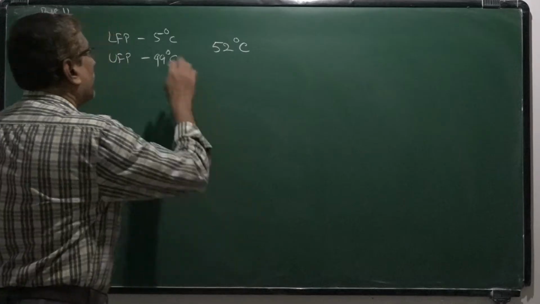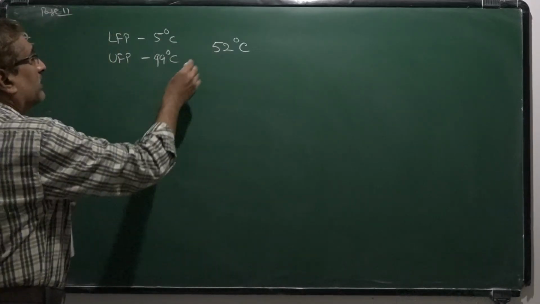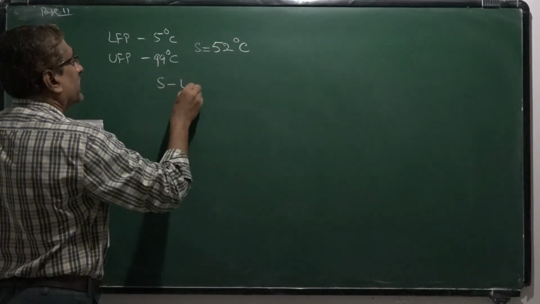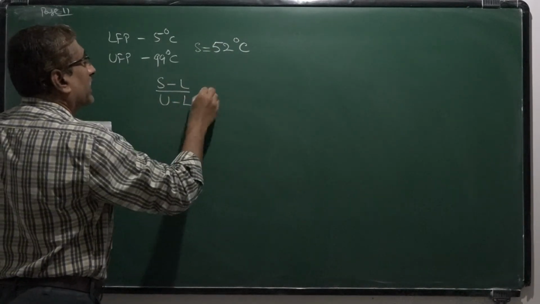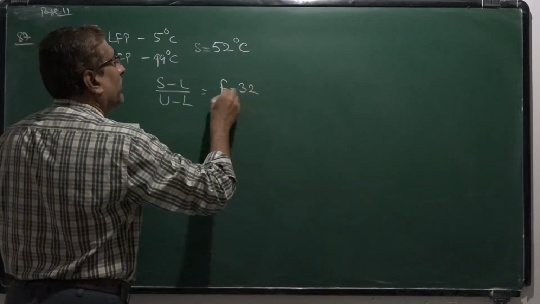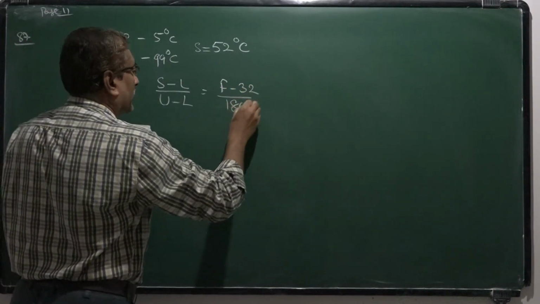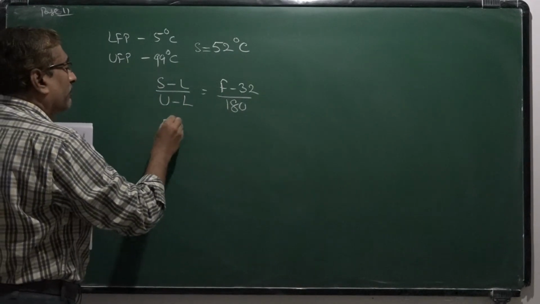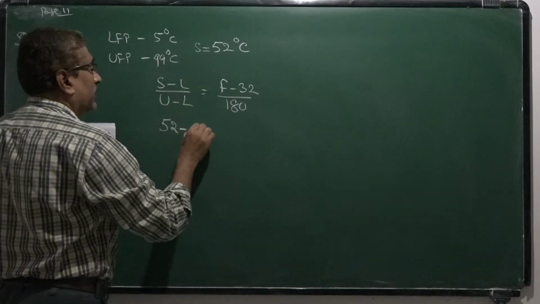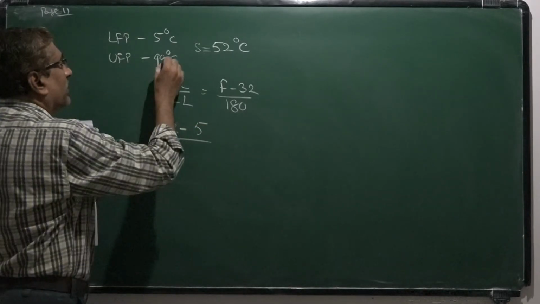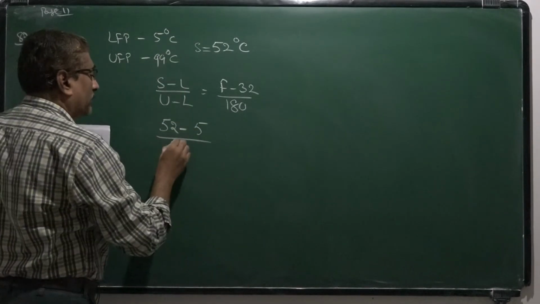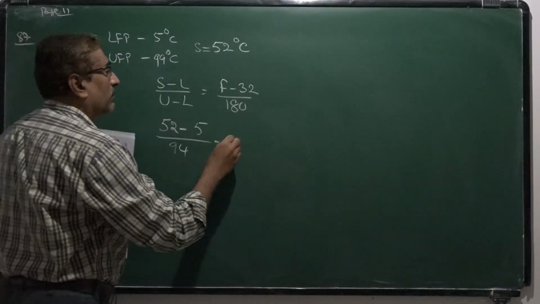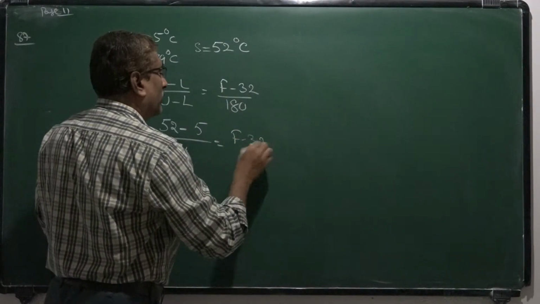Now we have to find it. From our point, this is the reading S. So we have (S minus L) by (U minus L) equal to (F minus 32) by 180. This is for the Fahrenheit scale. Now substituting here, 52 minus the lower fixed point 5, divided by the upper and lower fixed points separated by 99 minus 5, that is 94. This equals (F minus 32) by 180.